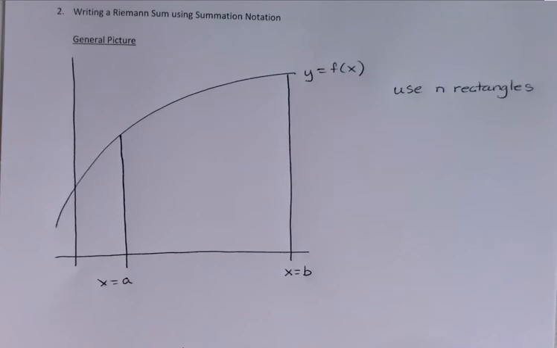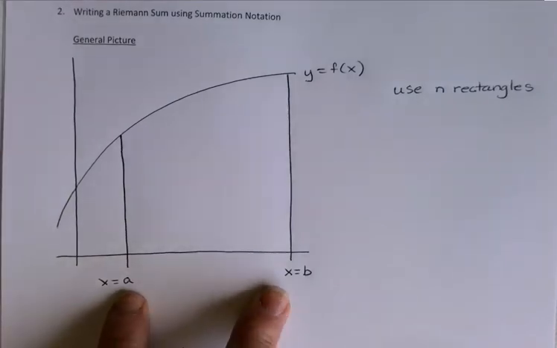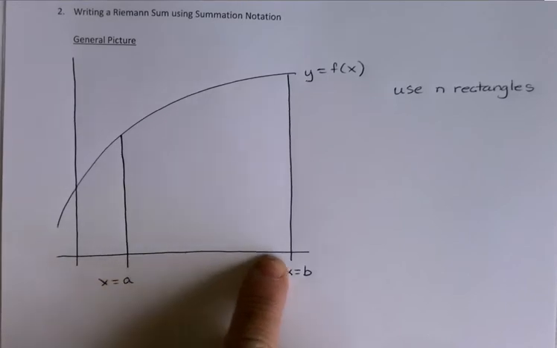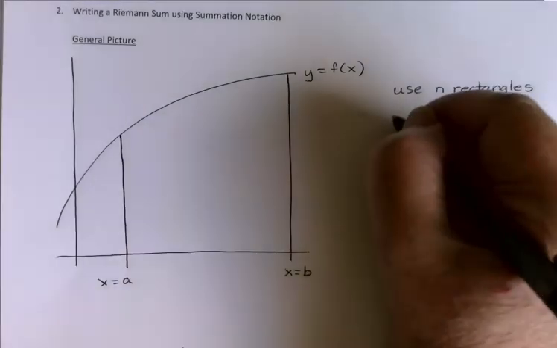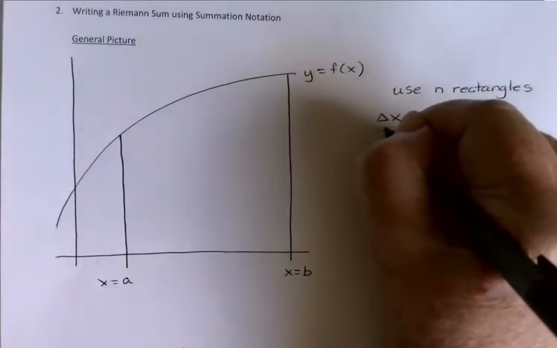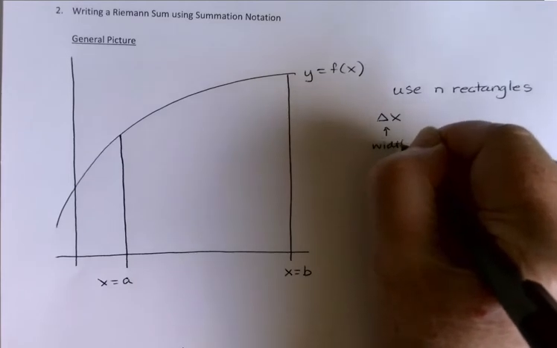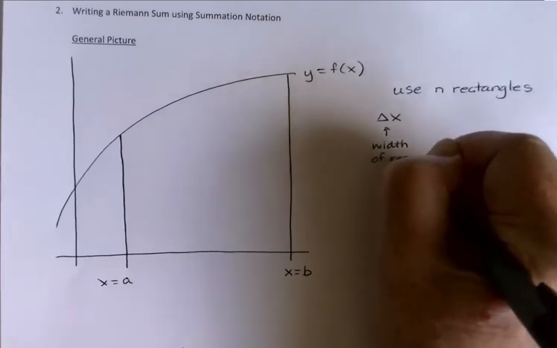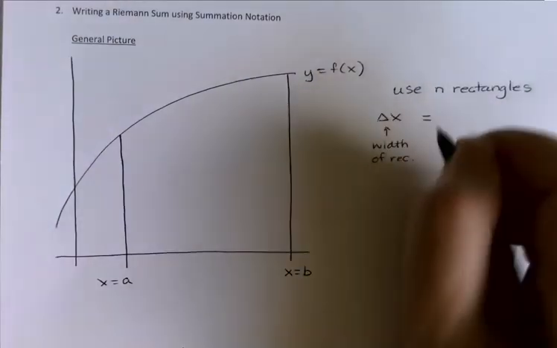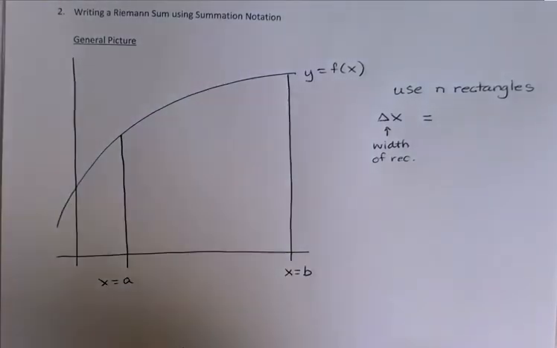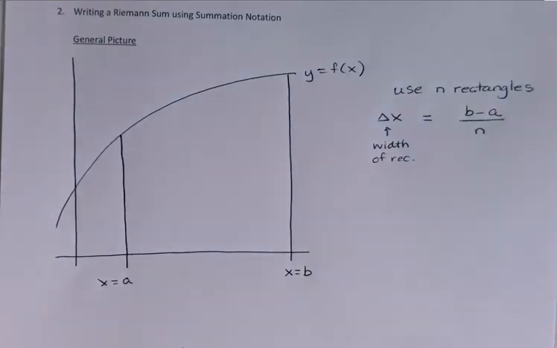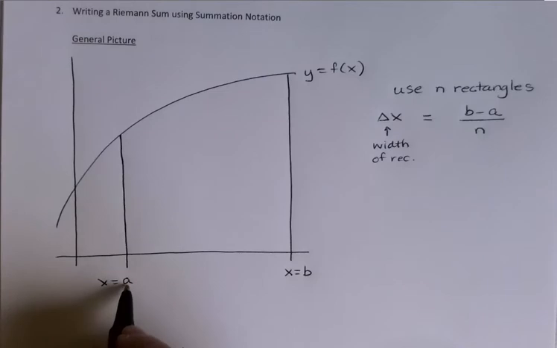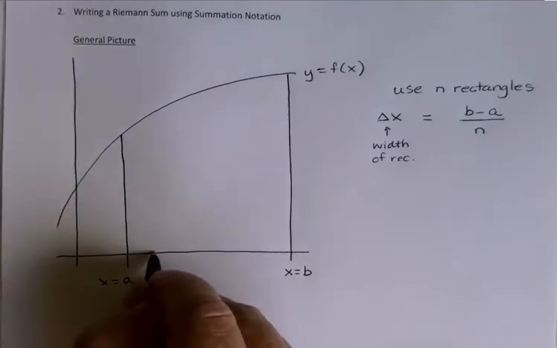That means that the width of each rectangle, I'm going to have to take this distance right in here and split it up into n equal parts. So I'm going to call this delta x, the width of the rectangles. Take this total distance, which would be b minus a, and divide it into the n equal parts to make n rectangles. All right, so I'm going to start from a here, and I'm going to move over one width, delta x, whatever it is.